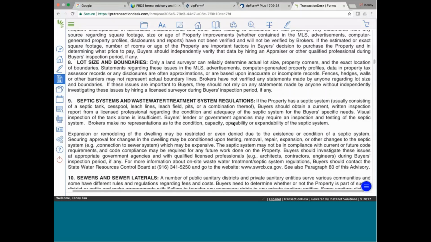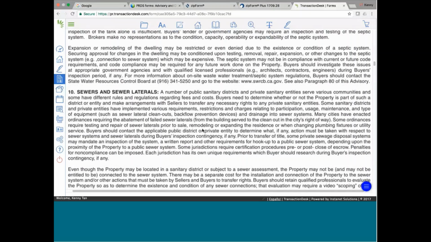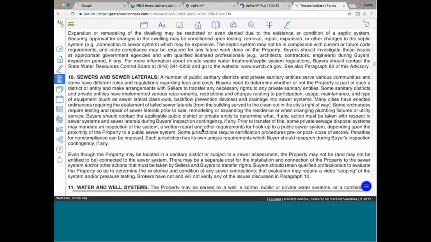Septic tanks and wastewater treatment system regulations. This one talks about septic tanks. It's only relevant if you have a septic tank system on the property. And this one talks about sewers and sewer laterals. Now, if you sell a property in Alameda County, chances are you have to comply with the sewer lateral requirements. Especially in Alameda County. I don't know about Santa Clara County, though. You guys know anything about sewer lateral in Santa Clara County? I don't think I ever heard about it in Santa Clara County. I think you said Alameda County.